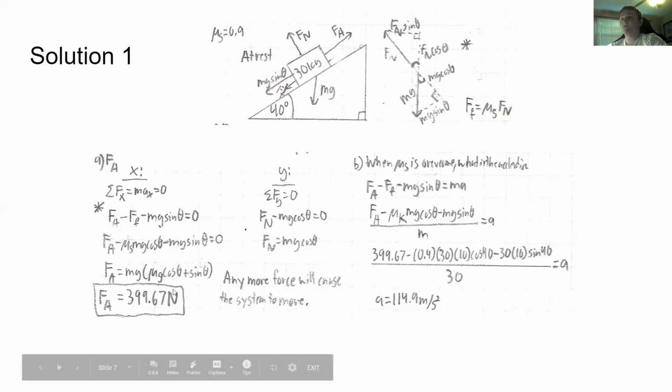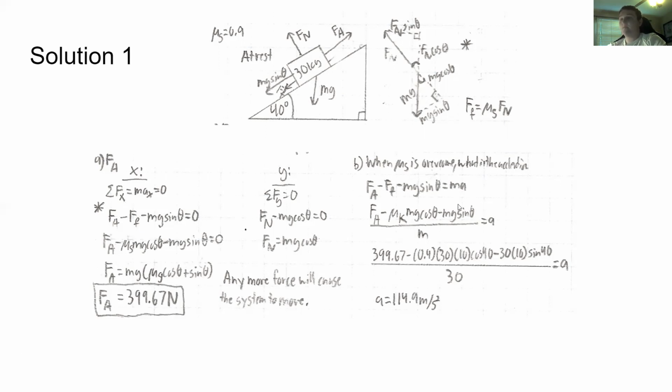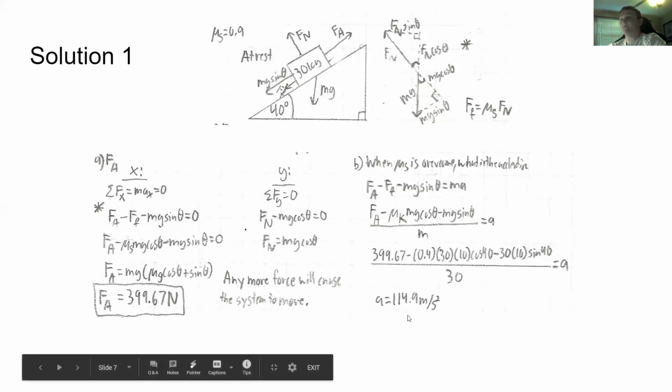B is the transfer from mu static to mu kinetic. What's the acceleration? We're going to use the same equation we did here, but in this case, we're going to use mu kinetic because we are moving. And it's going to equal ma, your mass times your acceleration, because it is moving. You have to compensate for that. So we do a little simplifying, apply our numbers in here, and then we get 114.9 meters per square second.